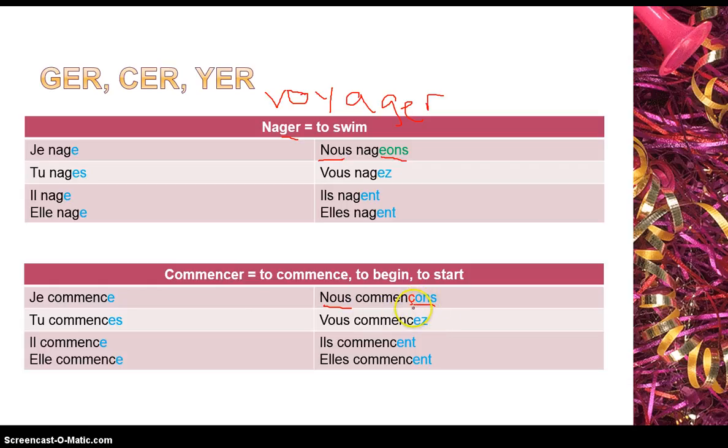Sir verbs, again, you need to add a cedilla only in the nous form. Commençons. Without the cedilla, it would be commençons, and that's incorrect. Okay? Anytime you have the letter E after the C, it's automatically going to sound like an S, okay? However, we have an O. If you look at all the conjugations there, every last one of them has an E after the C, except for the nous form. So that's how you can remember to add the cedilla there.